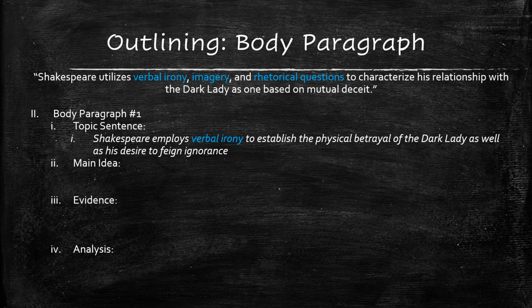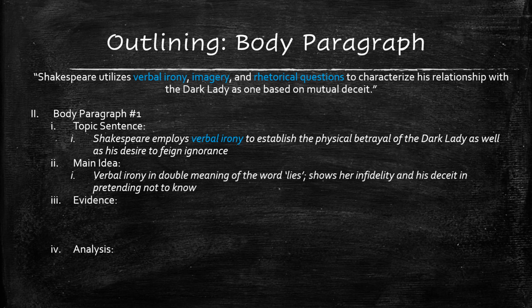Then I jump to my main idea, and my main idea is going to take that topic sentence and go more in depth. Remember, the deeper I get into my body paragraph, the more specific I should get in terms of my discussion. For example, verbal irony and double meaning of the word lies shows her infidelity and his deceit in pretending not to know. So here I'm getting more specific: what do I mean by verbal irony? What instance of verbal irony do I see? And I'm picking up on that play on words in terms of lie. One is both showing the fact that she is being unfaithful to him with other men, but also that he is aware of her lies and lies in return.